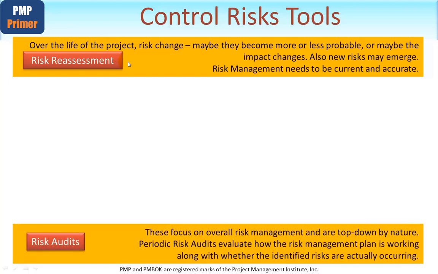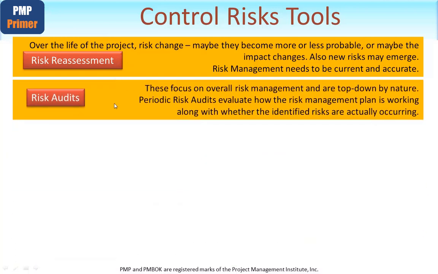Risk audits. These focus on overall risk management and by the very nature are top-down. Periodic risk audits evaluate how the risk management plan is working, along with whether the identified risks are actually occurring. Like most audits, these should be seen as a great opportunity for an independent view to be taken on the overall risk management. And the fact that they are independent can often give a new set of eyes and spot situations or trends that the team, including the project manager, may not have noticed.